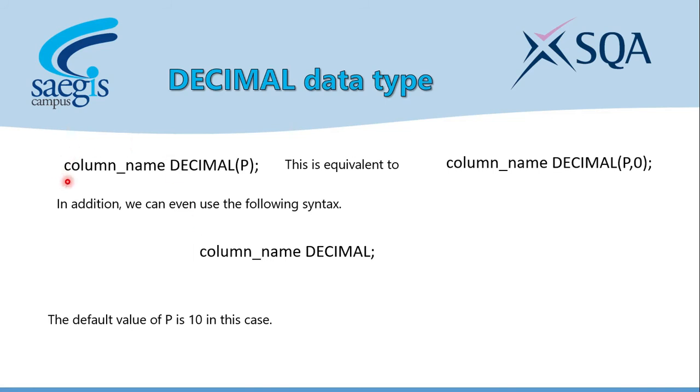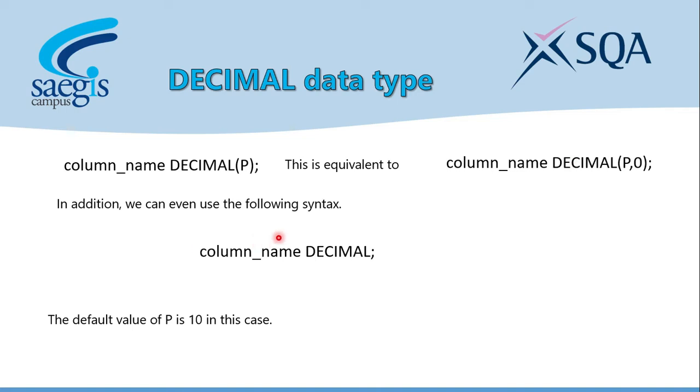And here, if we declare the column name like this, giving the column name, then decimal, and only the number of significant digits, what will happen? This one is equal to this one. That means we have P significant digits and 0 decimal places, so we can only have P integer digits, and there are no decimal places.